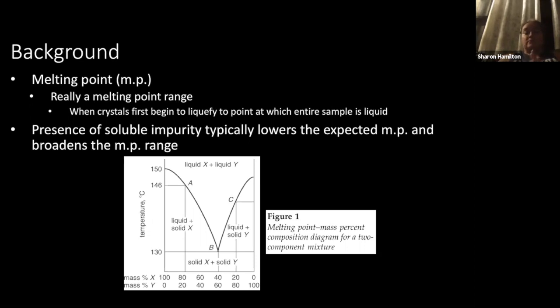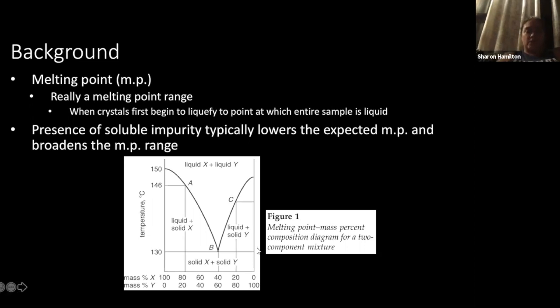Remember that the presence of soluble impurities will lower the expected melting point. This kind of harkens back to general chemistry knowledge and how these impurities impact intermolecular forces. So if you have an impurity in a sample, you will have a lower than anticipated melting point for the sample. Additionally, you'll have a broadened melting point range. So instead of a 1 to 2 degrees C range for a pure compound, an impure compound might have a melting point range of 5 to 8 degrees C.